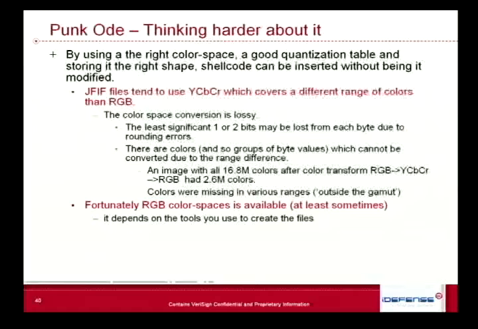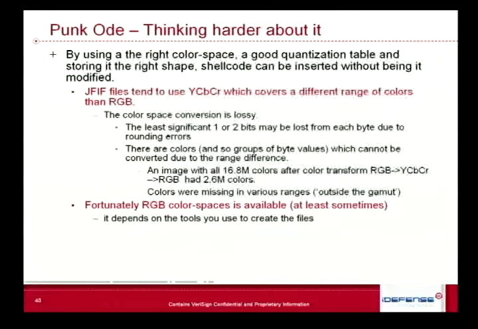It will tend to lose the least significant couple of bits from many of the bytes. And there are colors which can't be converted due to the way the format works. Like a 16.8 million color image, which covered all of the colors available in 24-bit: after I converted it into the YCbCr space and then back into the RGB space, it was only at 2.6 million colors. So about 1/8 of the colors disappeared. They're outside the color gamut for that.